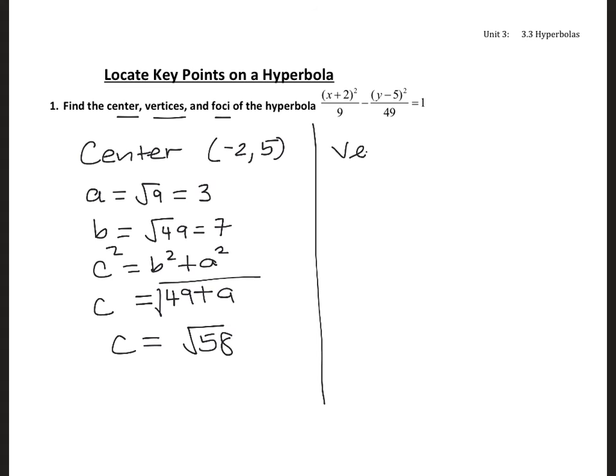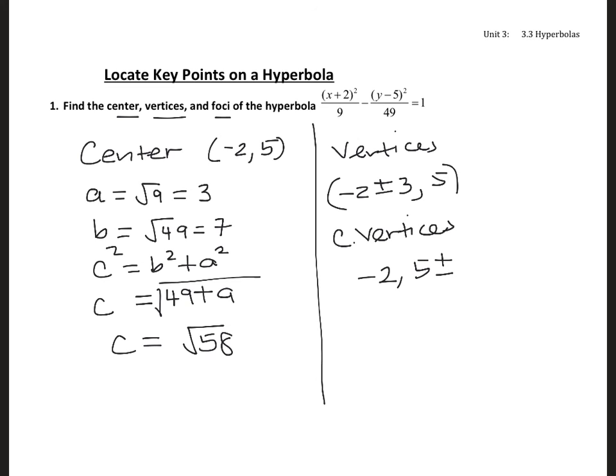So the vertices are going to start from the center: negative 2 plus or minus a, so plus or minus 3, 5. And then I can also find the co-vertices, so those are going to be negative 2, and then 5 plus or minus b, which is 7.